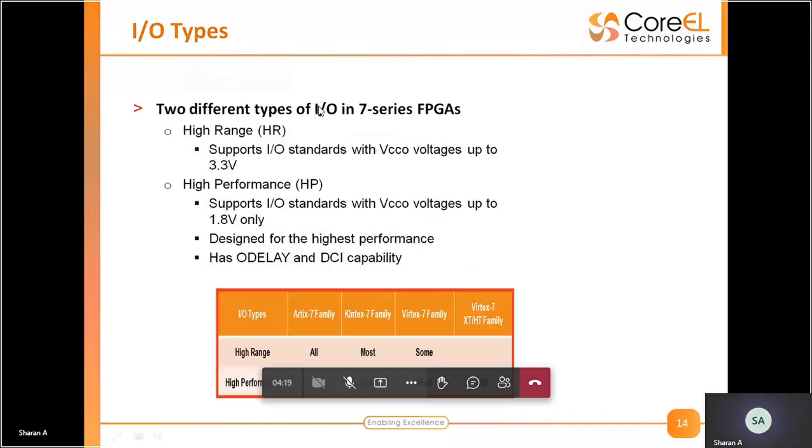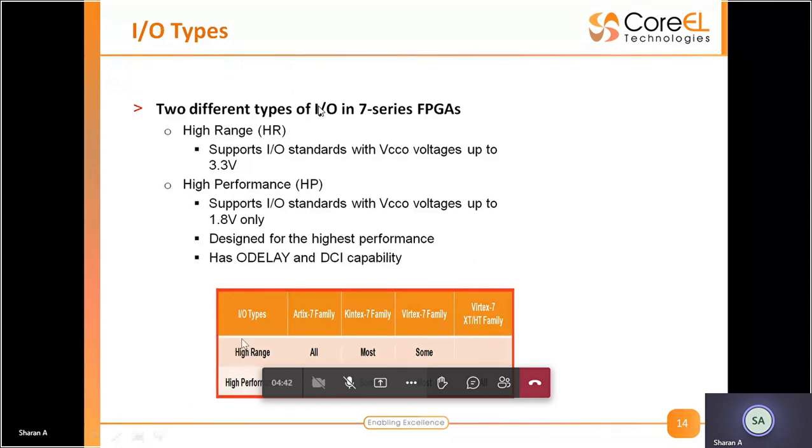So these are the different types of pins, as I mentioned: high range pins and high performance pins. Okay, high range pins are 3.3 volt. They support input output standards, and this is the maximum voltage it will support. Okay, and this high performance pin, it is 1.8 volt. That's the maximum voltage. This is for high performance, as I already mentioned.